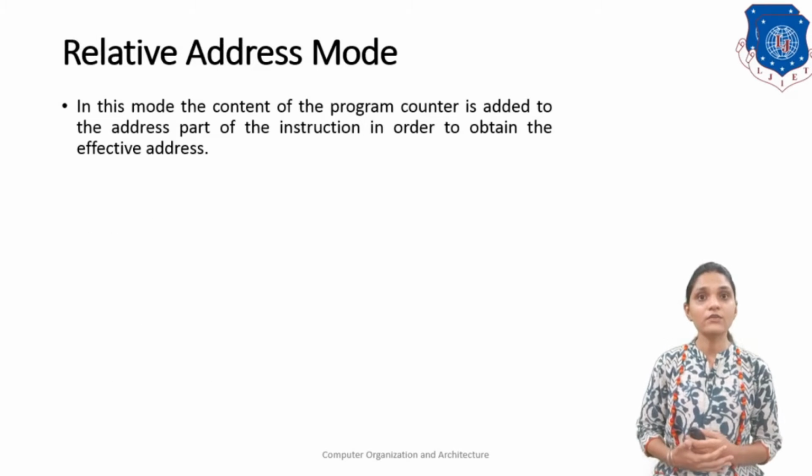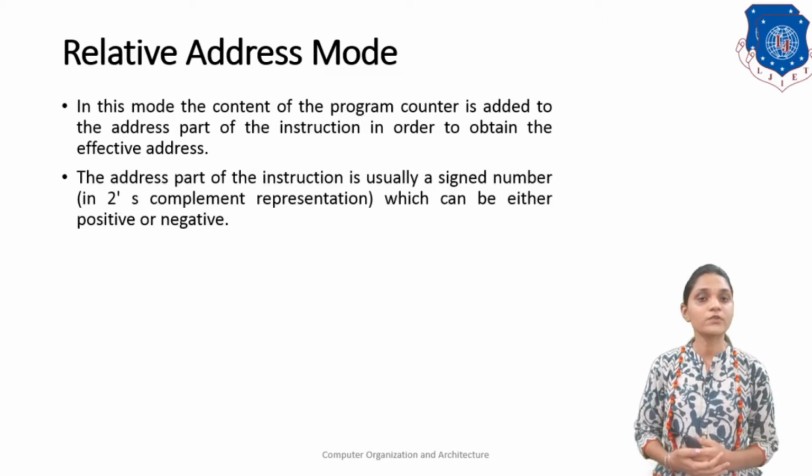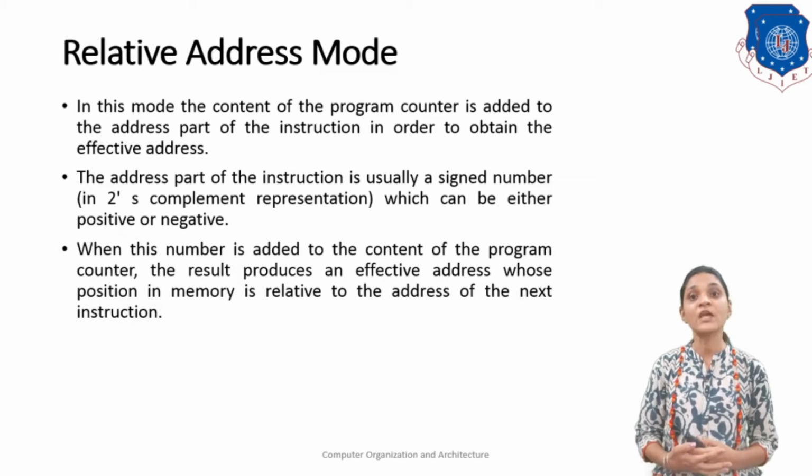In this relative addressing mode, the content of the program counter is added to the address part of the instruction in order to obtain the effective address. The address part of the instruction is usually a signed number which can be either positive or negative. If it is positive, then it is directly represented. If it is negative, then it is represented in the form of 2's complement.